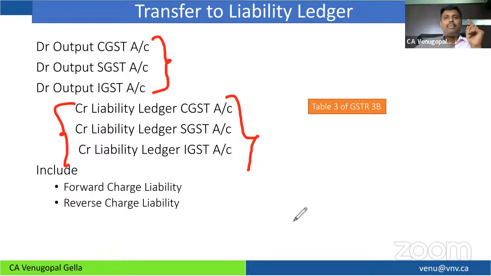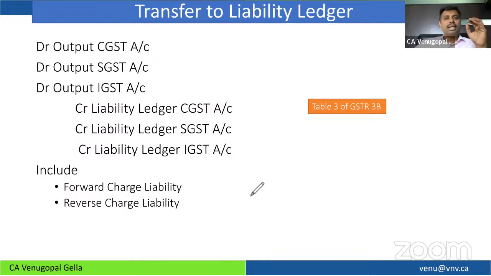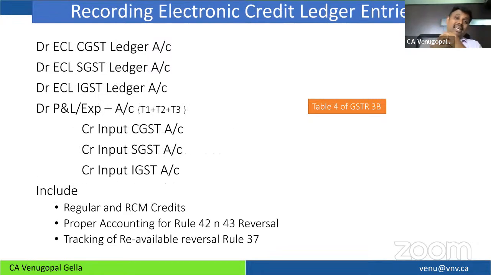Now, when I make my purchases, I will record the purchase account debit, say 100 rupees, input CGST 9, input SGST 9, vendor account credit 118. This input CGST SGST also bases the credit that you have availed in 3B. Table 4A is the credit that is availed, 4B is reversal. So if there are any reversal also, you will account.